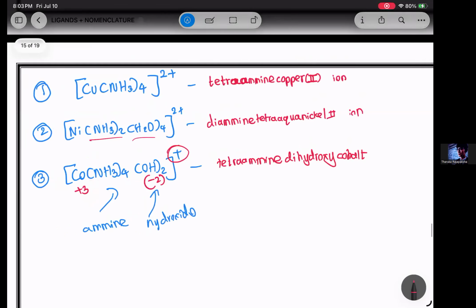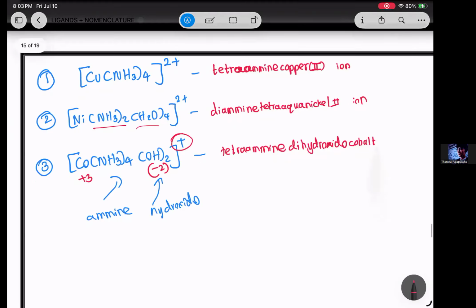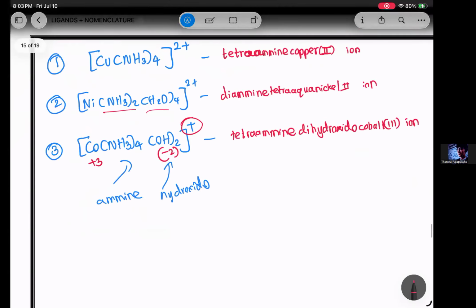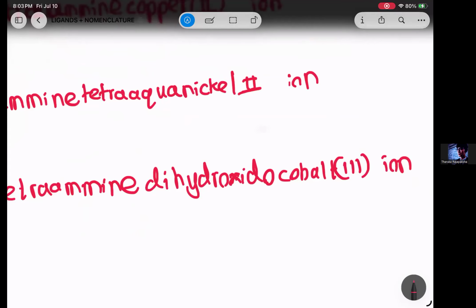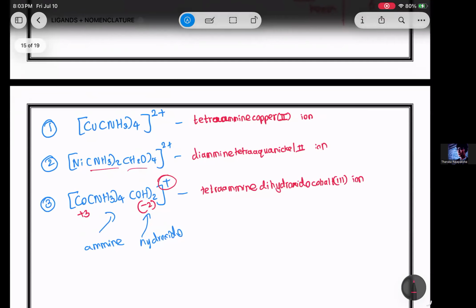So you can write tetraamine dihydroxy. Wait, not dihydroxy, dihydroxido. Sorry. Dihydroxido, cobalt 3, iron. No spaces until the last place. Until you write iron, there are no spaces in between. Tetraamine dihydroxido, cobalt 3 iron. Yes.